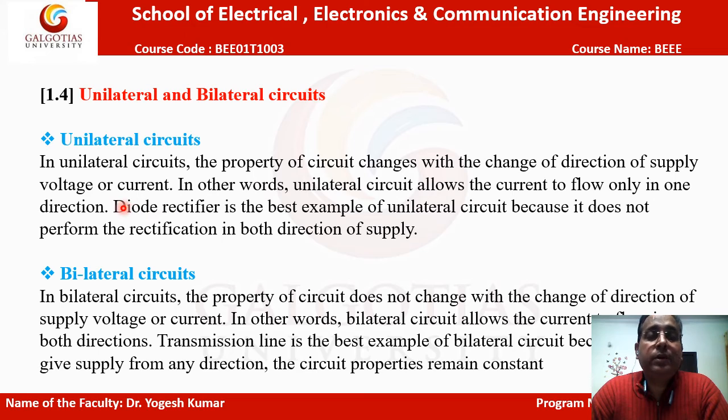The best example is the diode rectifier, because a diode is a component that works in either forward bias or reverse bias only. We will see this working later in the fourth unit, but the brief idea is that a diode works in forward bias and reverse bias, especially forward bias, because it allows the flow of current in the forward bias only. So forward bias means it will allow the current in one direction only. Such a component used in a circuit makes it a unilateral circuit. And a bilateral circuit is one where the components allow the flow of current in both directions. The transmission line is the best example of a bilateral circuit.